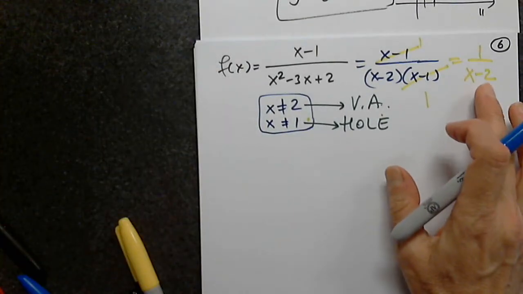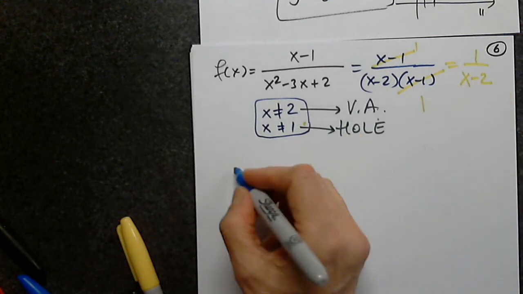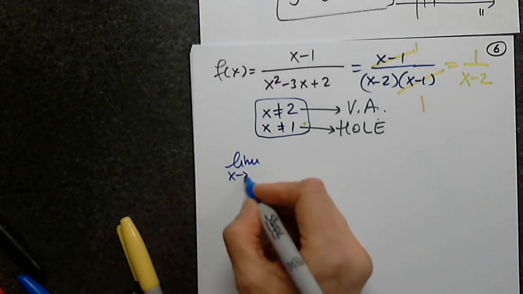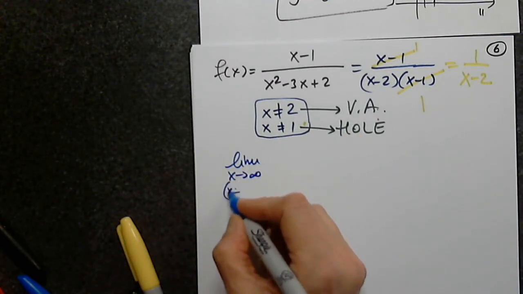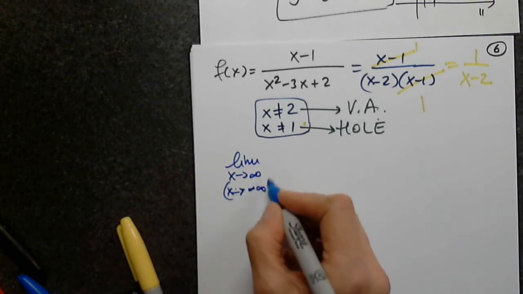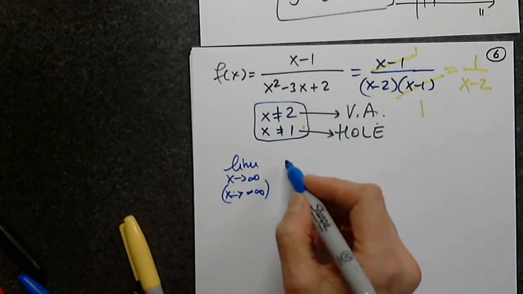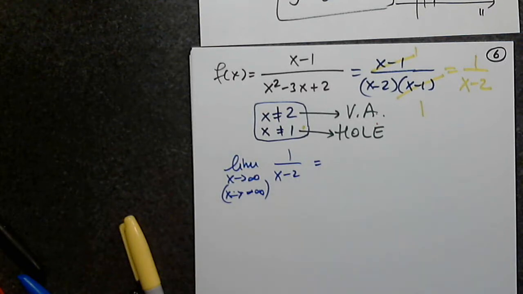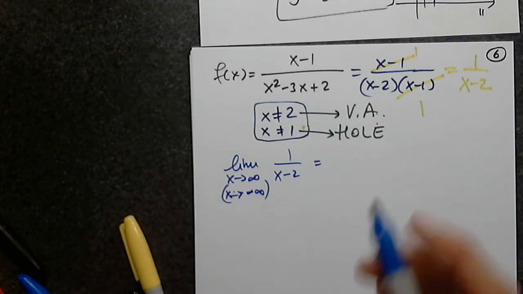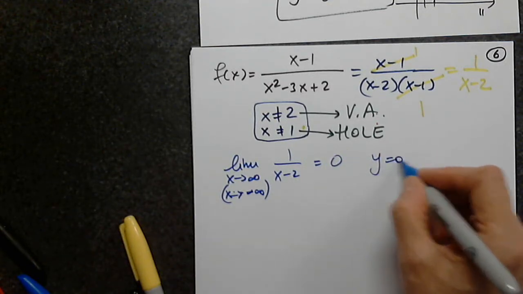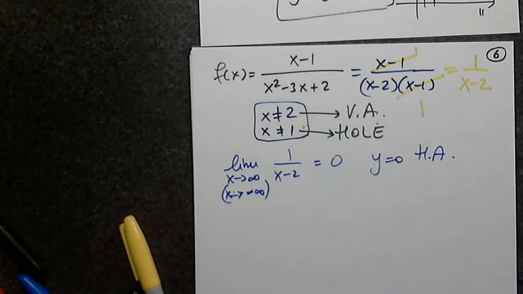So now I have a lot of work. First of all, I'm going to start with the horizontal asymptotes because I'm done quickly. The limit as x approaches infinity or negative infinity, doesn't matter, it's the same, of 1 over x minus 2 is, without doubt, 0. Very good. So y equals 0 is a horizontal asymptote everywhere.